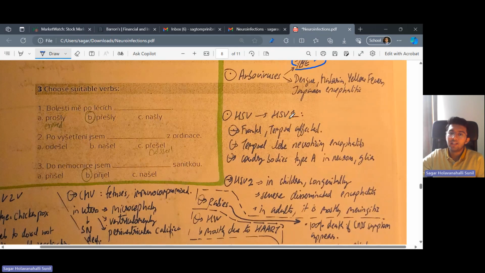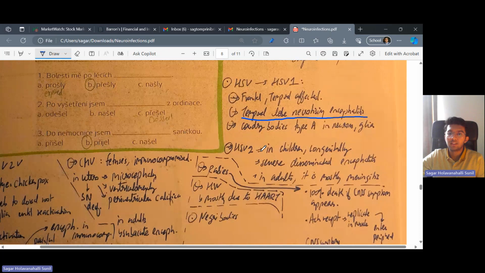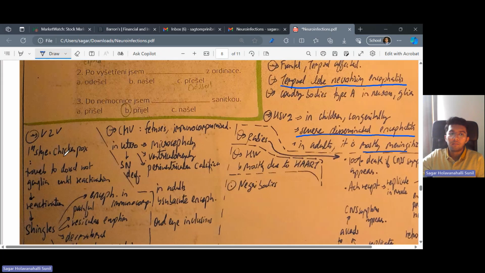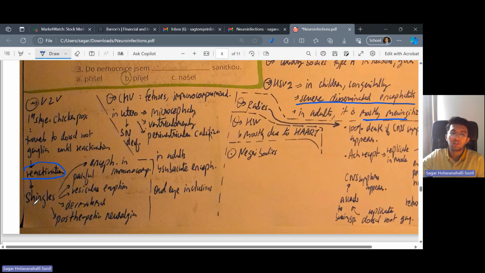It's just that HSV1 can cause temporal lobe necrotizing encephalitis. HSV2 can cause severe disseminated encephalitis, whereas in adults it's mostly meningitis. That's it. In varicella zoster virus, it's usually after reactivation, it can cause shingles. Shingles, because here what's going to happen is there's going to be encephalitis in immunocompromised. And that's why it's included in this topic.